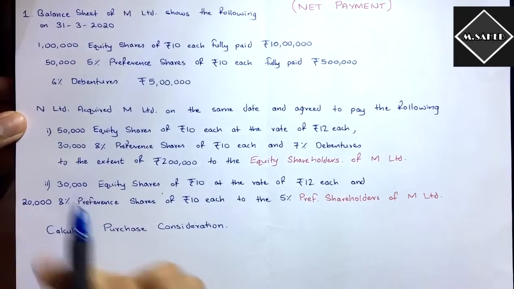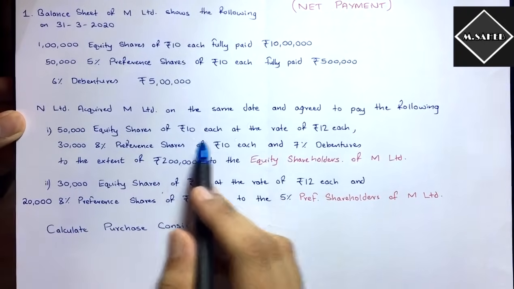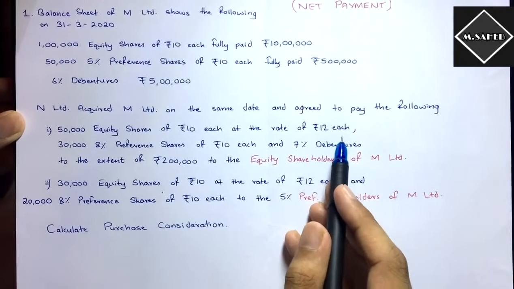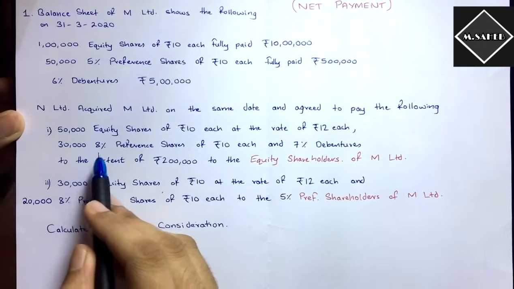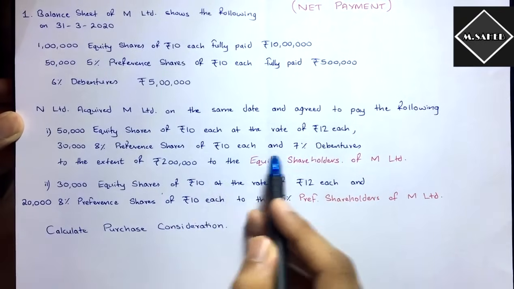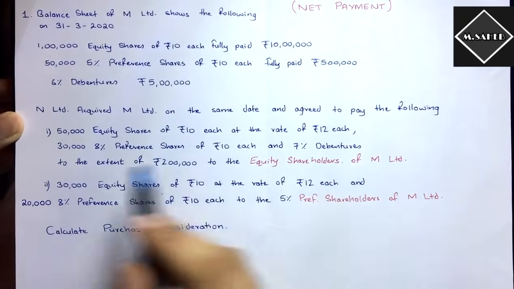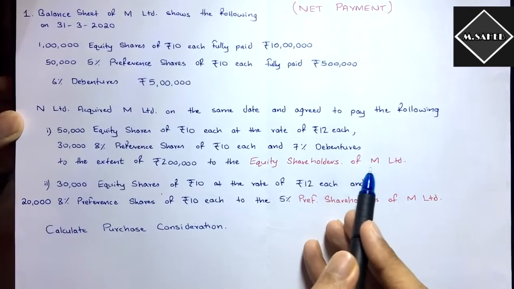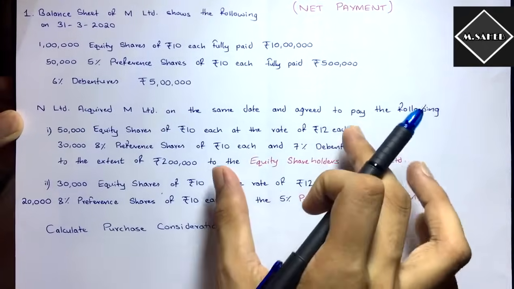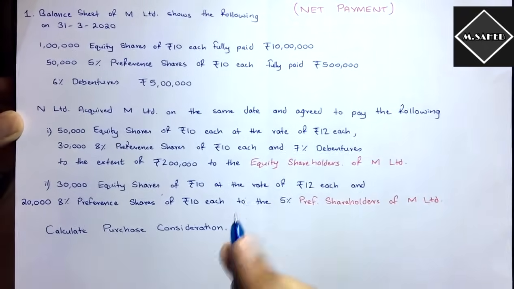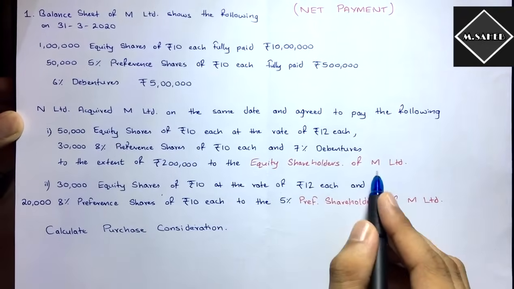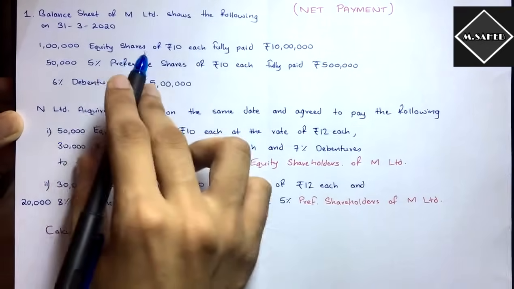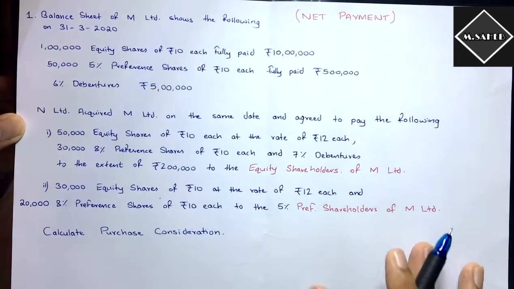Then they have said here 50,000 equity shares of rupees 10 each at the rate of rupees 12 each, 30,000 8% preference shares of rupees 10 each, and 7% debentures to the extent of rupees 2 lakh to the equity shareholders of M Limited. This means that three things are given to the equity shareholders of M Limited. What is given to them?